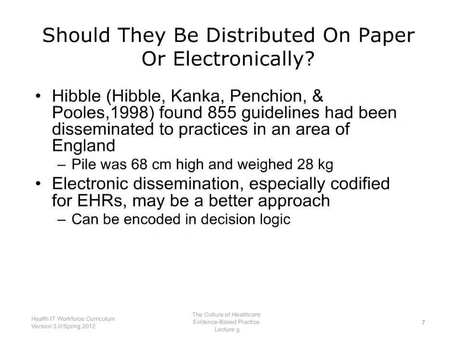One of the big questions with practice guidelines is whether it is more effective to use them in paper or electronic form. The problem with paper guidelines is illustrated in this slide, showing the number of guidelines these particular practitioners had received. Hibble collected all the guidelines that he and his practice mates had been sent in the mail over a one-year period. They had found that 855 guidelines had been disseminated to one or more practices within this area of England. The pile was 68 centimeters high and weighed 28 kilograms. Clearly, it is a challenge to use any particular guideline when they are in a pile like this one.